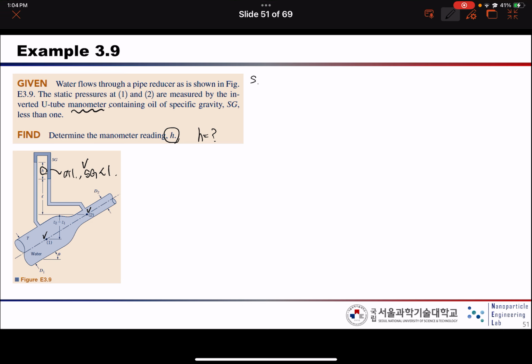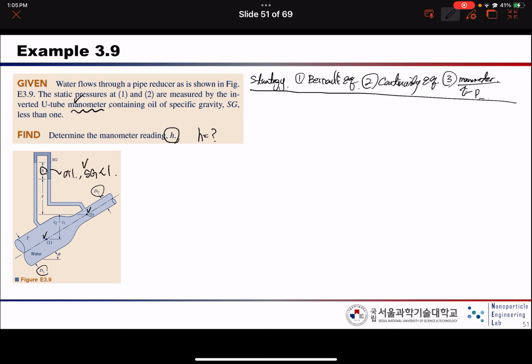So here is our strategy. First, we are going to use the Bernoulli equation. Second, we need to also use the continuity equation because it has a different diameter, right? And third, as you notice, this problem used the manometer, so we need to calculate the pressure difference by using this relation. Okay, this is our strategy.